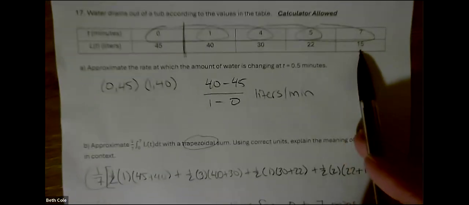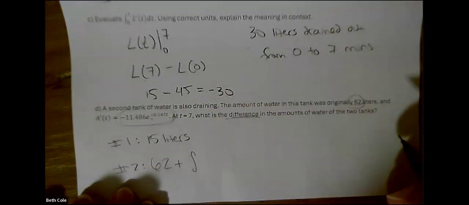So let's do tank number 1 and tank number 2. At time 7, tank number 1 has 15 liters. It's just handed to us right there. At time 7, tank 1, 15 liters. Tank 2, we're going to have to use this information. Starts with 62, not 61. And then we're going to have to do our integral from 0 to 7 of this A prime of t.